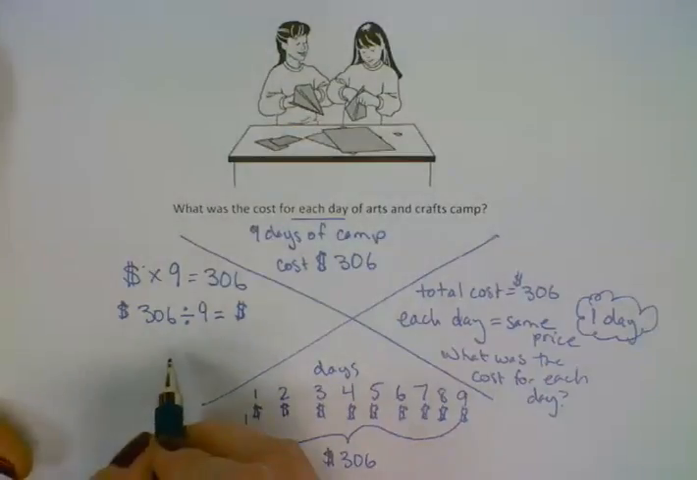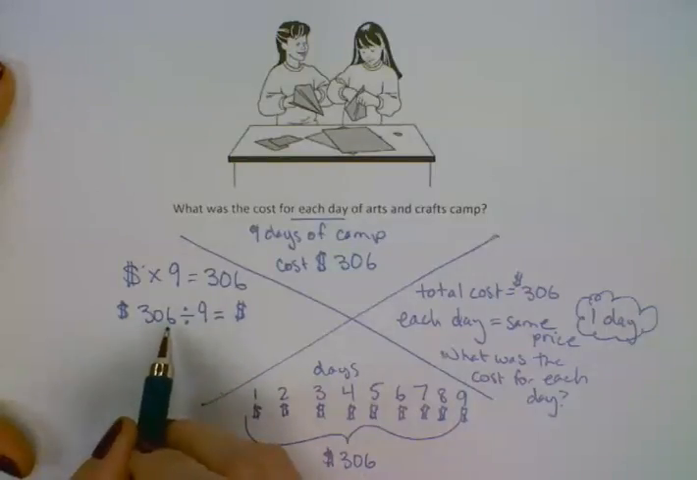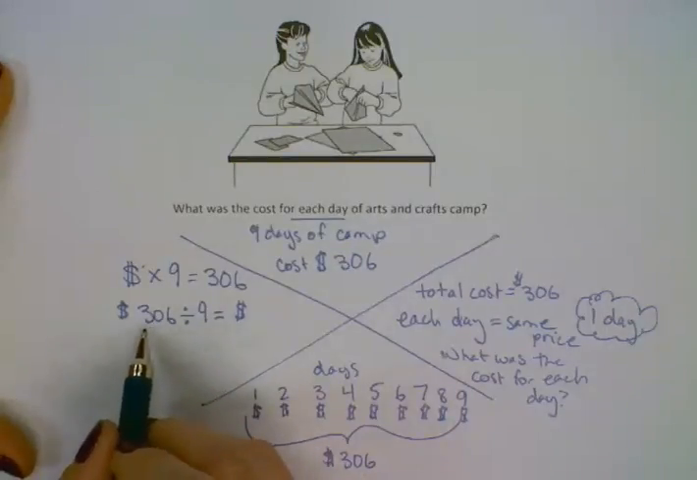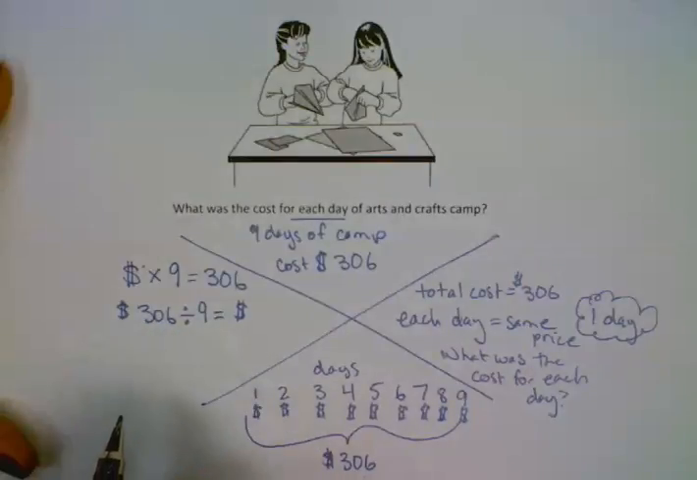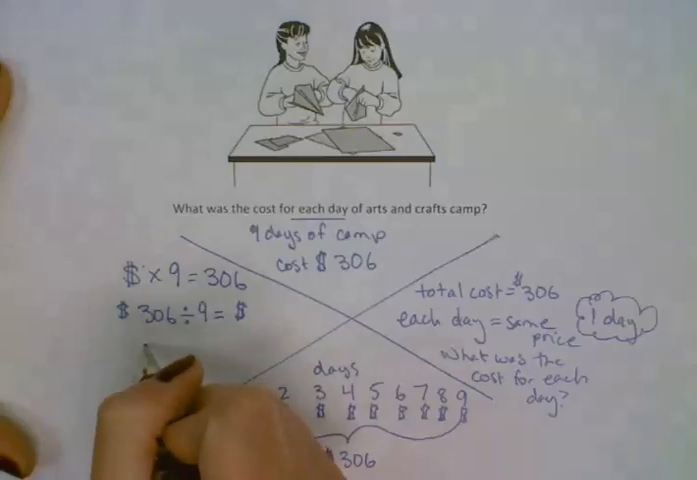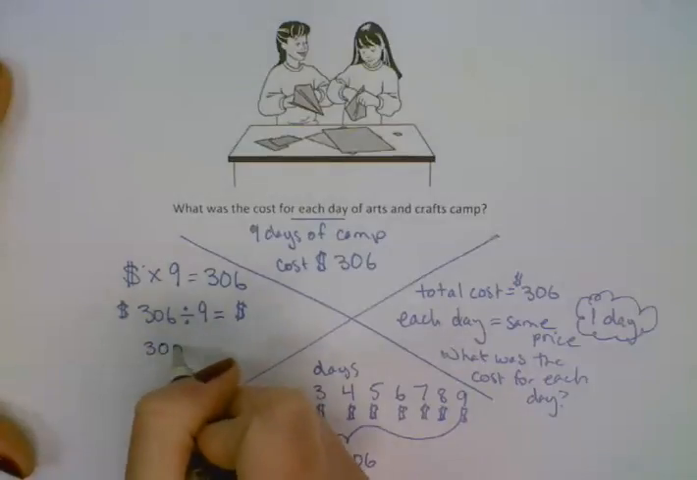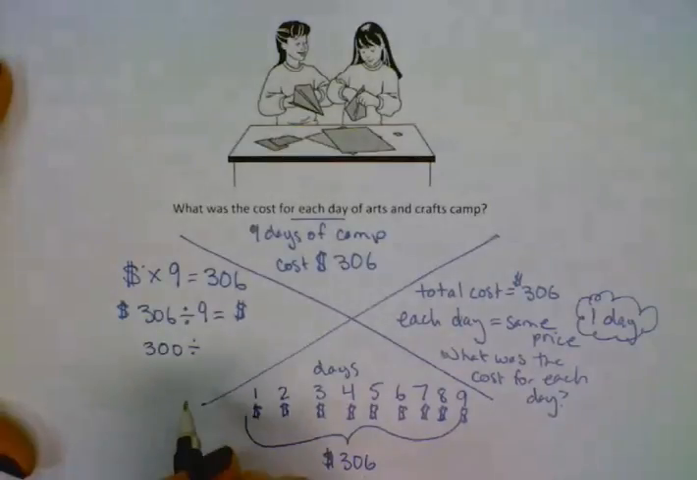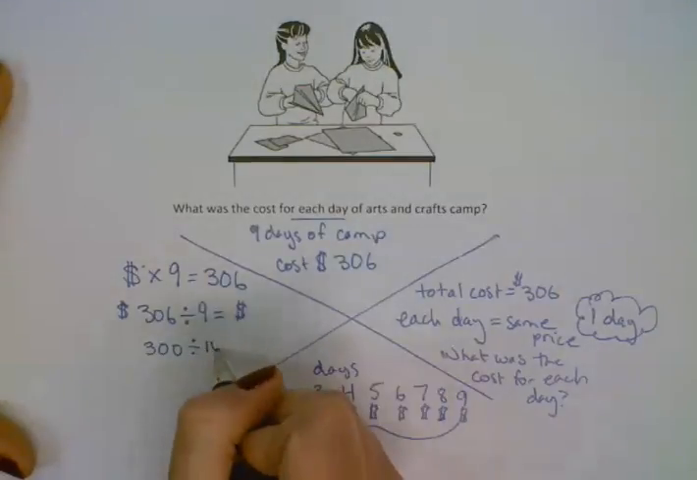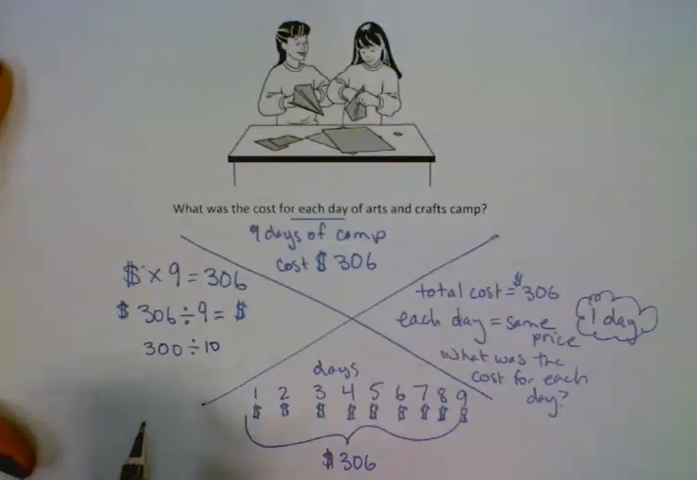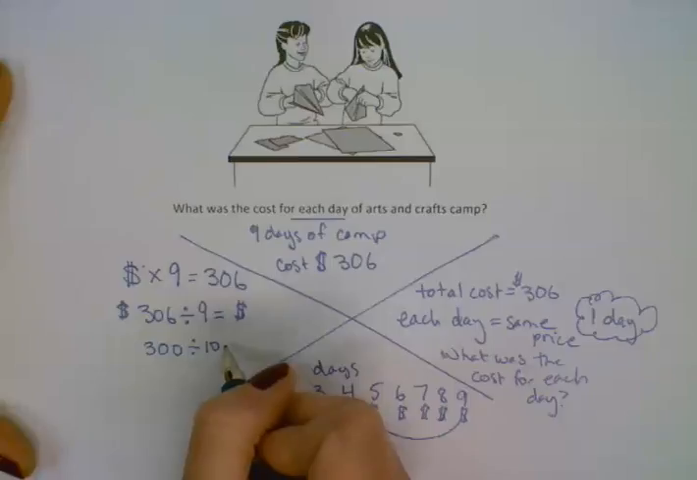And before I actually solve this problem now, I'm going to estimate. 306, if I'm rounding to the greatest number, is really close to 300. It's between 300 and 400, but it's closest to 300. So if I estimate, I'd have 300 divided by, and 9 is really close to 10. 10's a much friendlier number than 9, so I'm going to use that. 300 divided by 9.